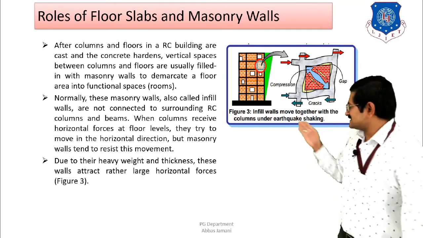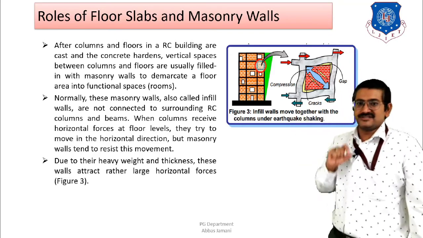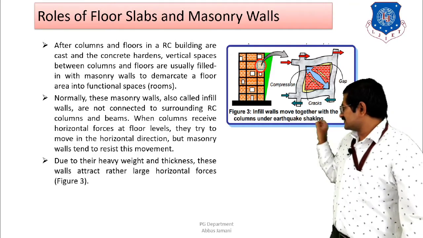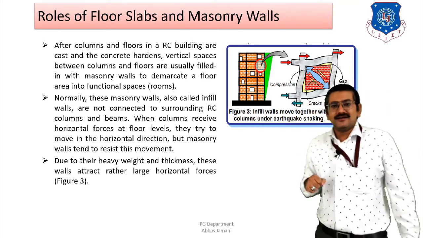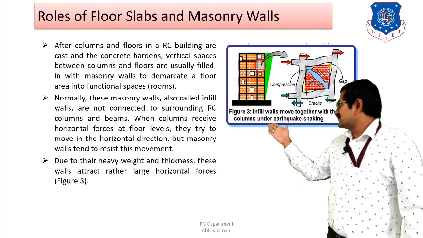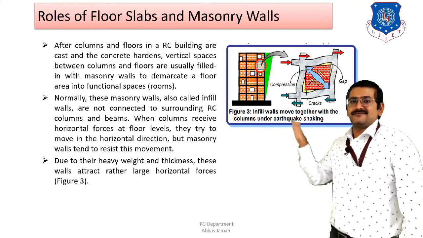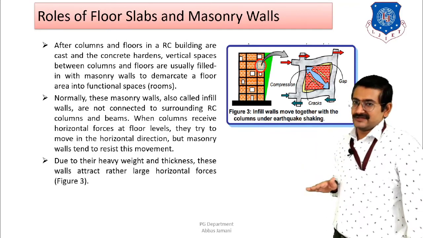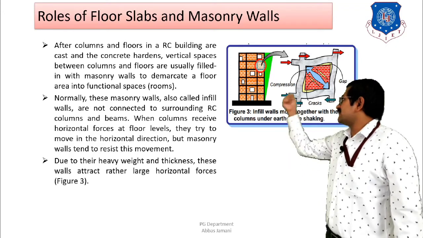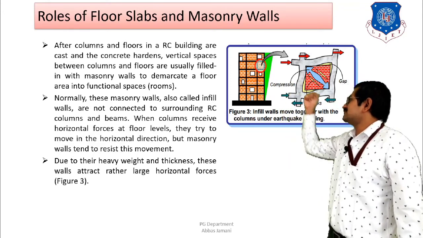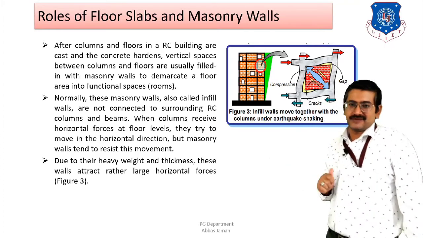As you can see in this figure, the enlarged view of one particular story is shown, where columns are shown on the two sides and beams at the top and bottom. Whenever this column gets deflected from left to right, the compression force will be transferred to the infill walls. The top ends of the columns move from left to right, and the bottom ends move in the other direction, from right to left.